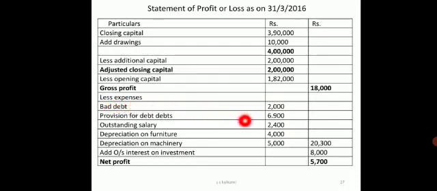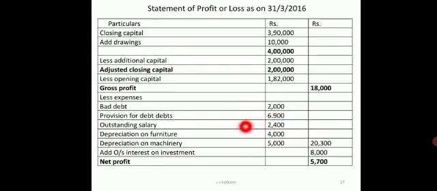So total debtors is 2,000. Then provision is given. So first deduct 2,000. After deducting 2,000, whatever is the balance, on that balance I will take the given percentage to make the provision. So provision amounts to 6,900.